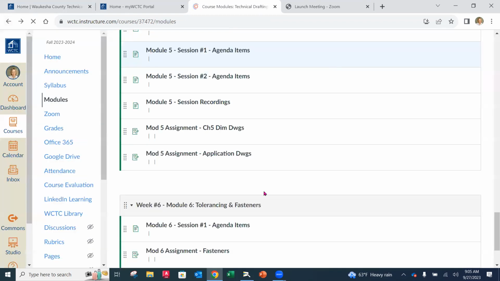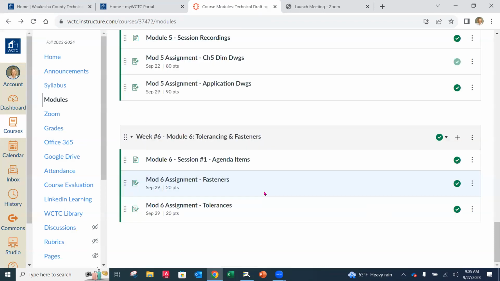Okay. So with that, what we'll do is we still have fasteners to go over in this module. So I'm going to give you guys a 15-minute break, and then we'll come back and we'll look at our next subject.